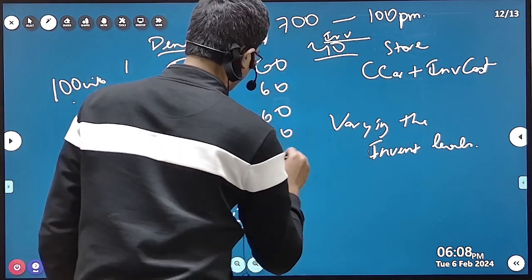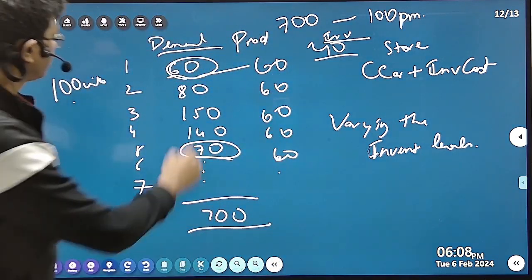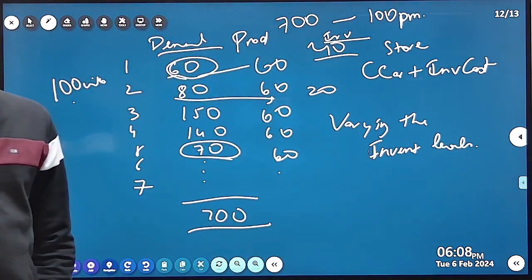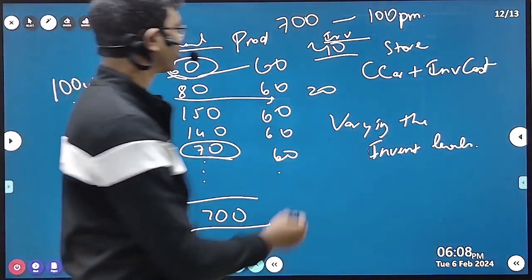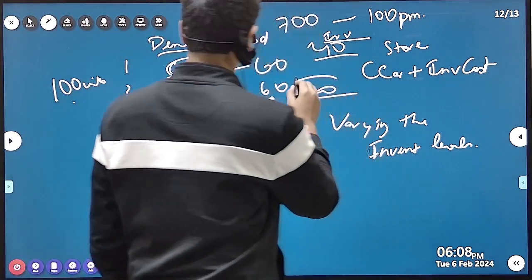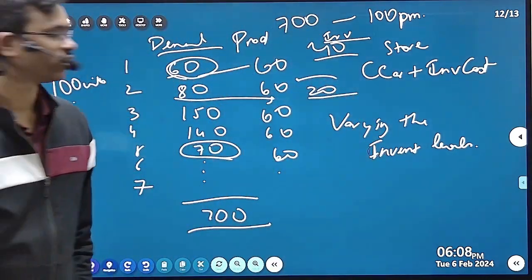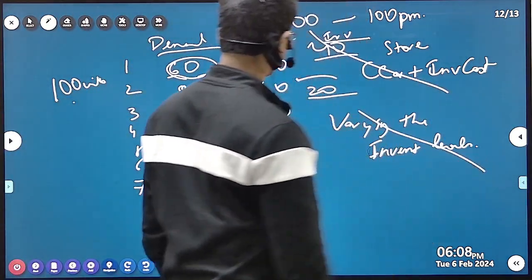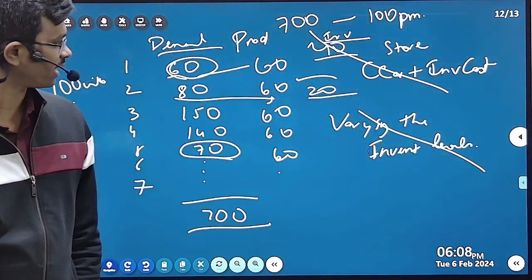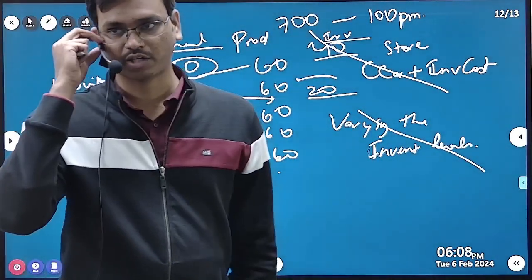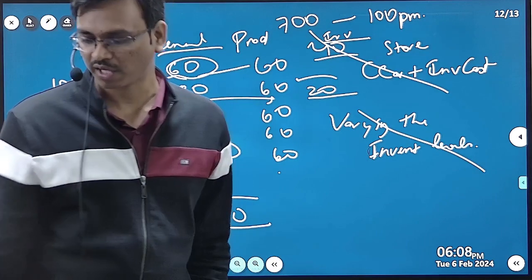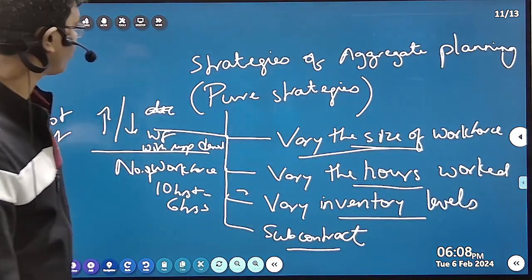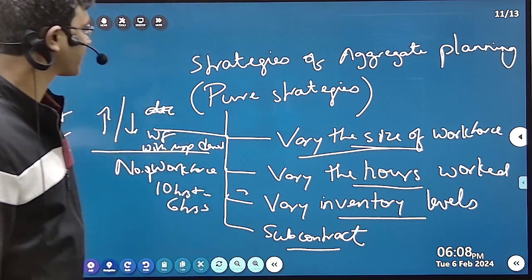Okay, so you will produce 60, and in the second month you need to sell 20, right? So 20 you will give to a vendor. He will produce and give it to you, and you will fulfill the demand. So this is subcontracting, where you will not store the inventory. The additional demand will be subcontracted to a third party. Okay. So these are the 4 pure strategies of aggregate planning.